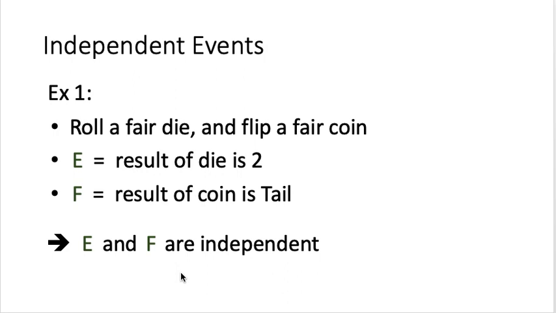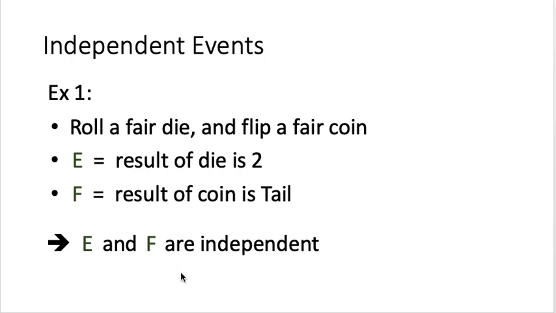If I tell you what happens about one thing, so if I tell you, oh, the result of the coin is tail, does it affect your view about the chance that the result of the die is 2? It doesn't, right? Because one is about the die and the other is about the coin. They are very different things, so one does not affect the other. So in that case, they are independent. So if it appears to be independent, then it really should be independent.